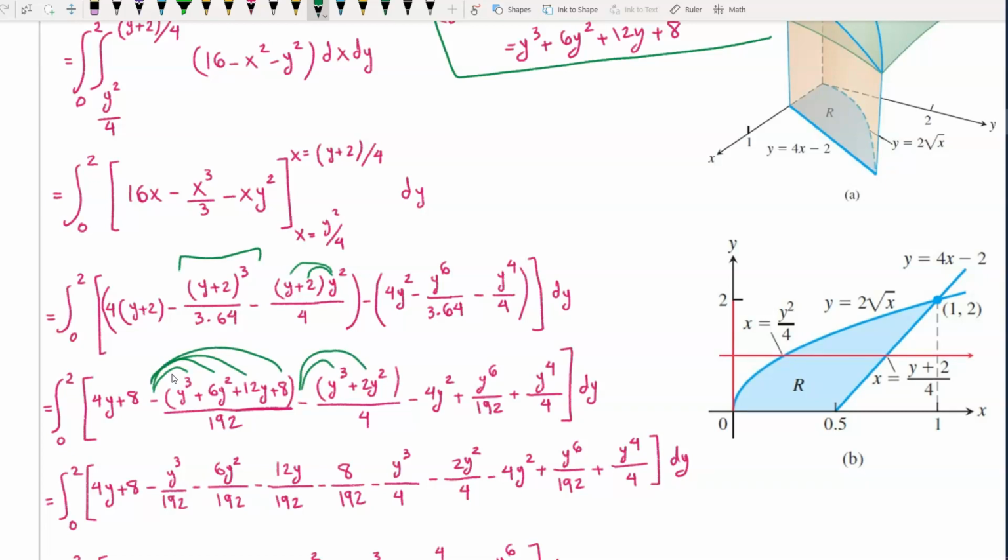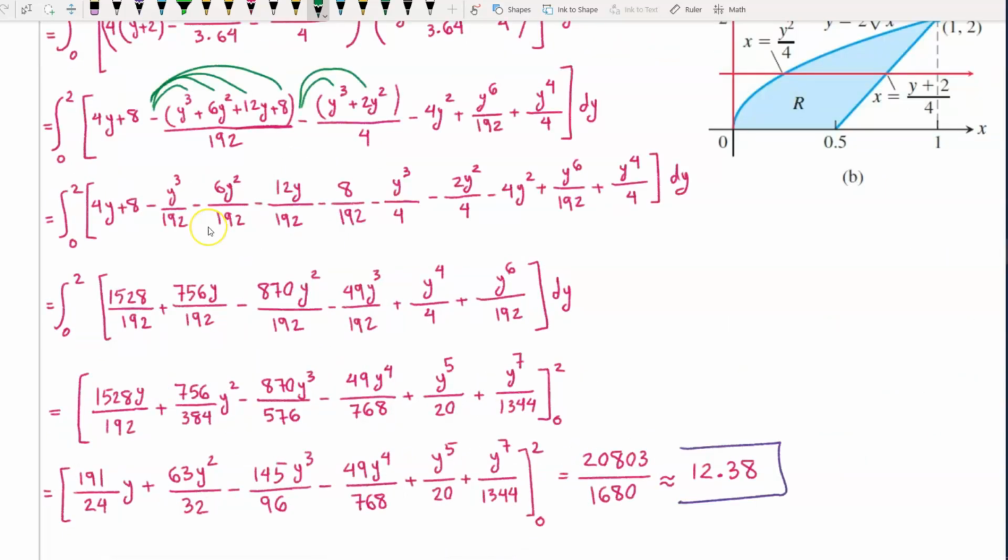Then I simplify here. We have like terms, so we should simplify. So this is what we have, all these terms. And then we're going to integrate with respect to y. This is from y equal to 0 to y equal to 2. For all of these terms, we have y, so if I use y equal to 0, I'm going to have 0 for that part. So I use 2 instead of y.